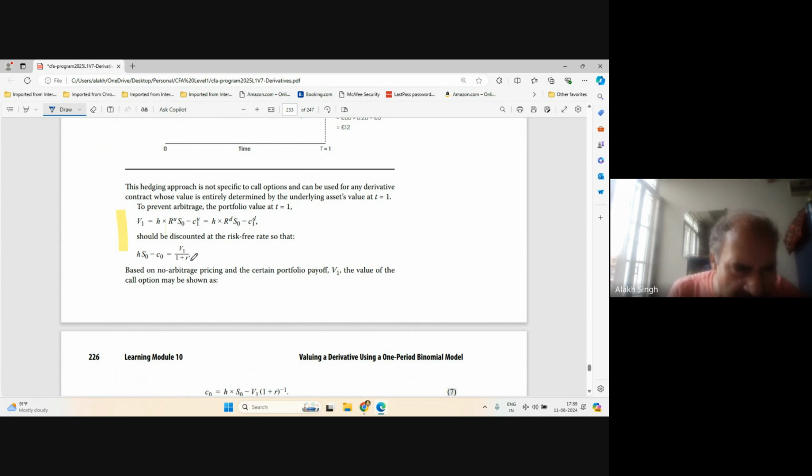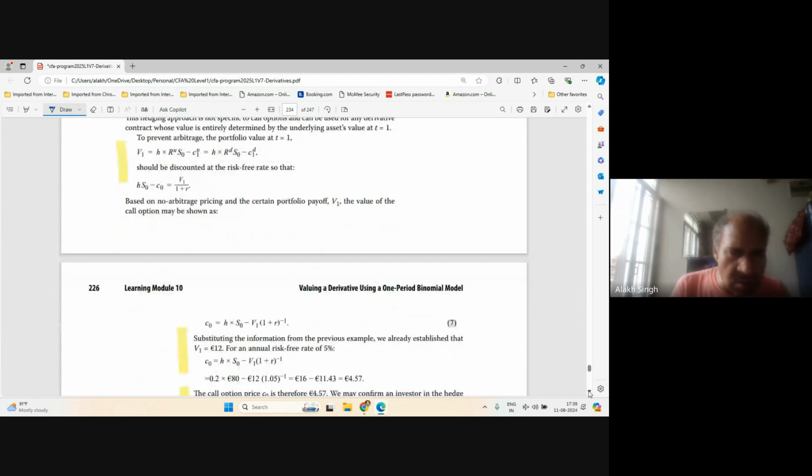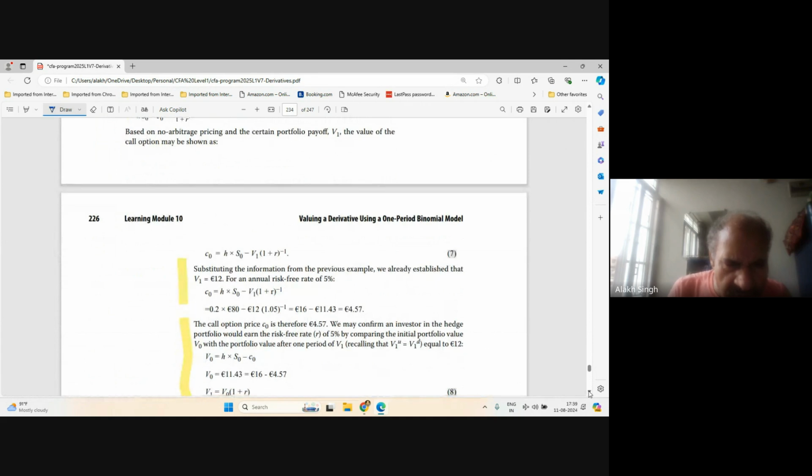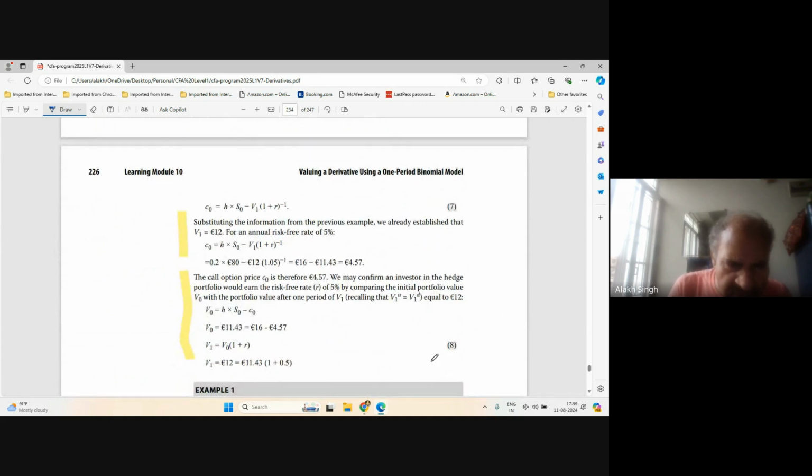And what was our R? Let's go down. R was given in the question, 5%. So since R was 5%, V0 is 12 divided by 1.05 to the power minus 1. Whatever it is. So how do we get the call price?